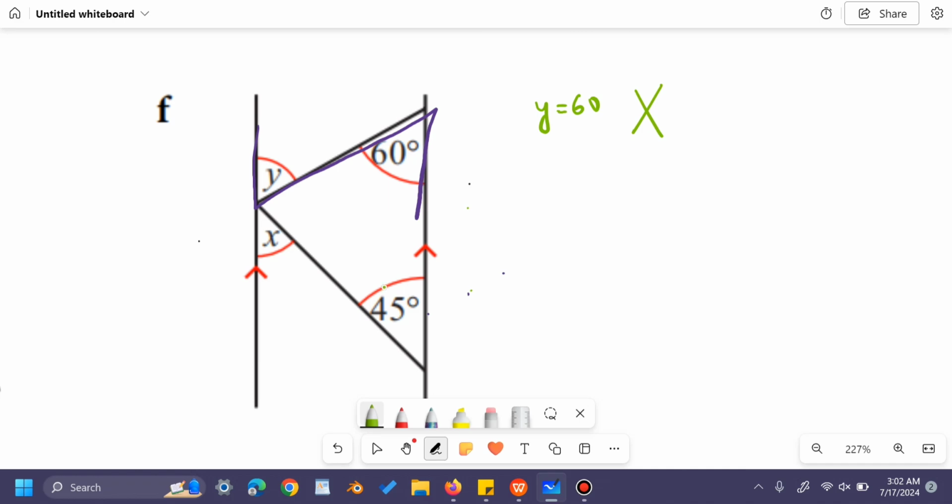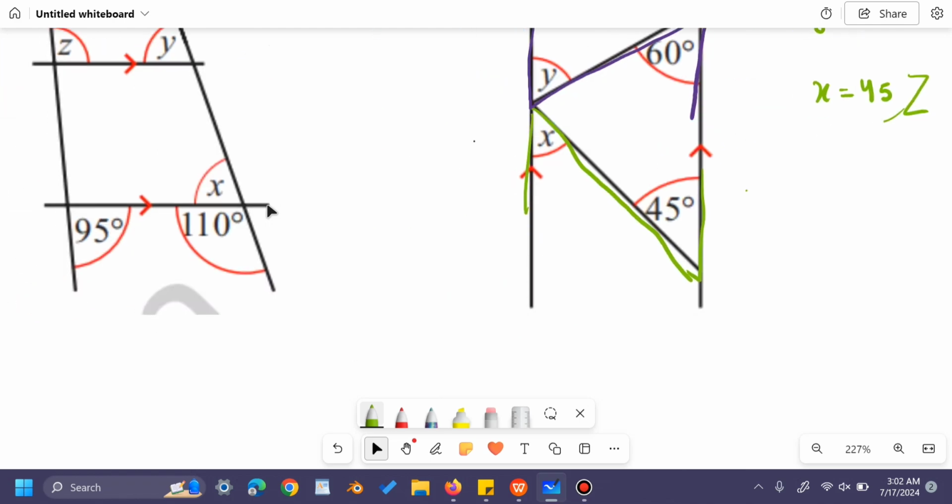Okay, and then we can see that there's another Z angle being made over here like this. So X is equal to 45 due to, oh, I just made a wrong symbol over here. That is supposed to be Z, because these are alternate angles, these are the Z alternate angles, these are not the vertically opposite ones. That is why, this is how you will answer these.